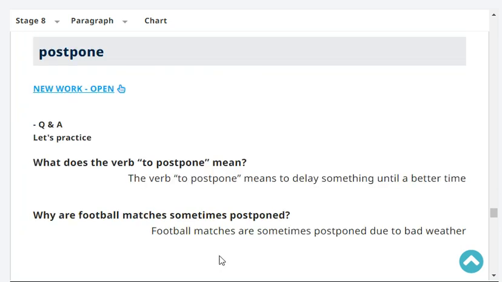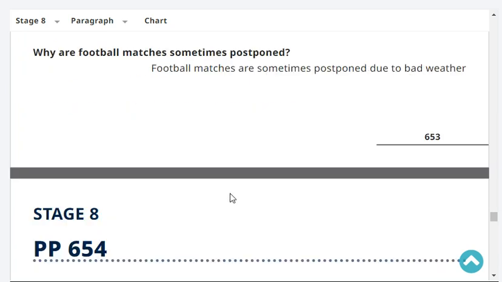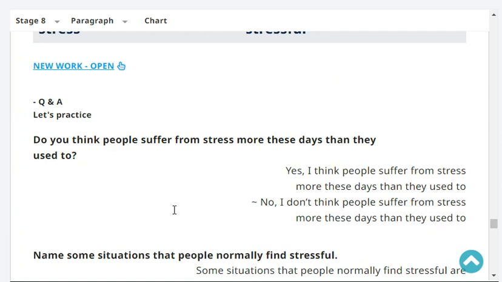Why are football matches sometimes postponed? Football matches are sometimes postponed due to bad weather. Very good.